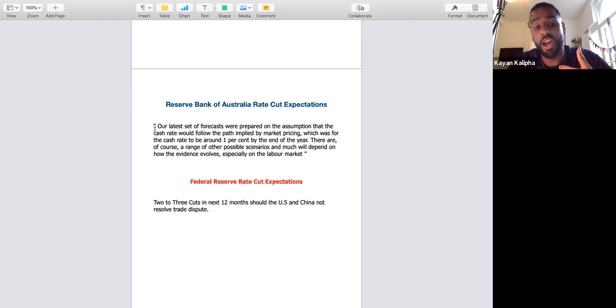And the Australian governor said in the latest interest rate decision, if you read this, that they are expecting the cash rate, which is the interest rate, to fall further in the markets and down to about 1% by the end of 2019.